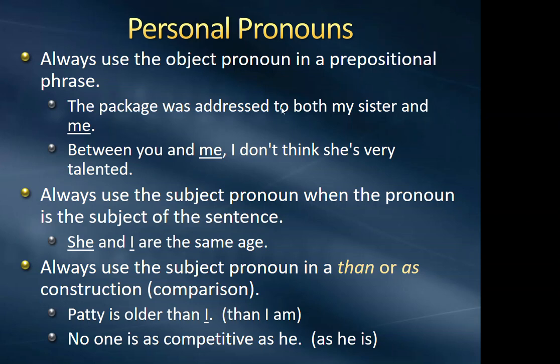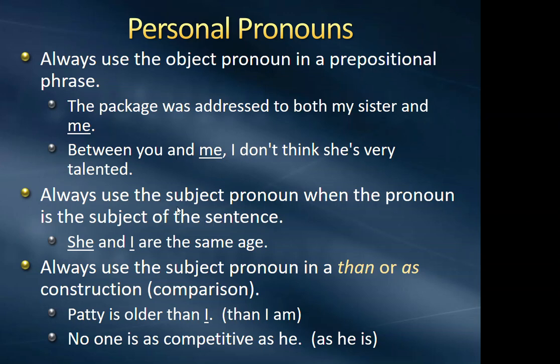And you always use the objective case, the me, when you have a preposition here. Okay, so between you and me, I don't think she's very talented. So we're talking about between you and me. Between is a preposition, so it's between you and me, not between you and I.